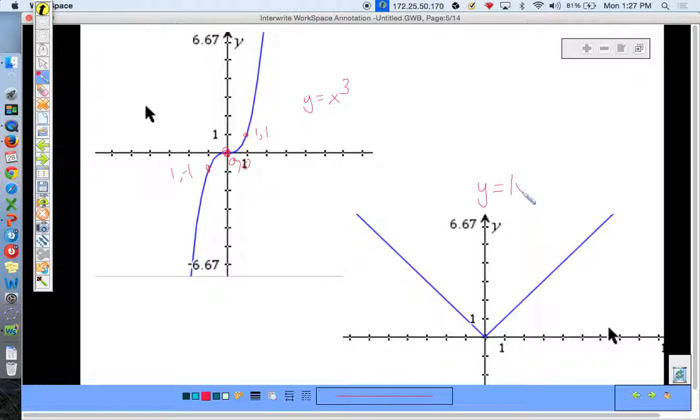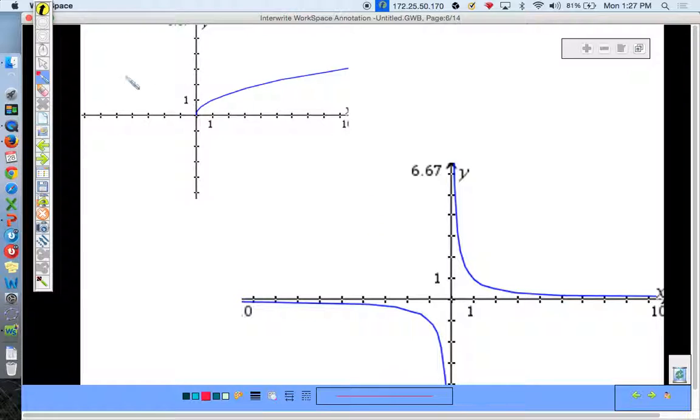You have your absolute value here. So this one goes through (0, 0), (1, 1), (-1, 1). We have y equals the square root of x, which is (0, 0), (1, 1), and let's see, the square root of 2 ends up being a decimal, so we could have (4, 2) on there. And then this rational function here, y equals 1 over x. And this goes through the coordinates (1, 1) and (-1, -1). And all these other coordinates as well, but these are our nice integer ones.